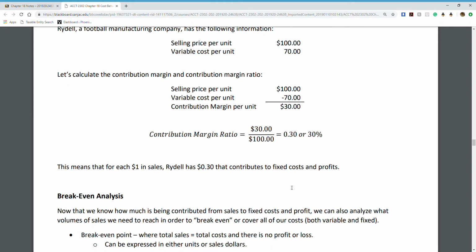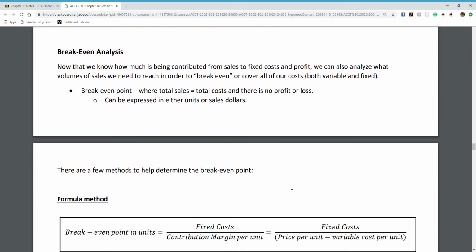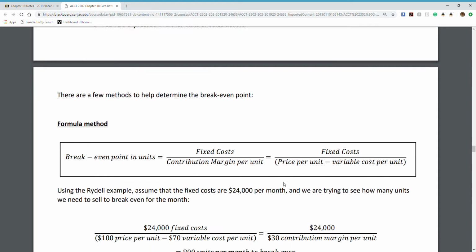So there's that. And this finally leads us to our break even. So more formulas coming at you. Okay? So now we know this. We know our contribute margin. We know fixed costs and variable costs. We can now analyze how many sales or volume that we need to do to reach break even, to cover all of our costs, both variable and fixed. Because this is something really big. We want to make sure we can at least cover our costs.